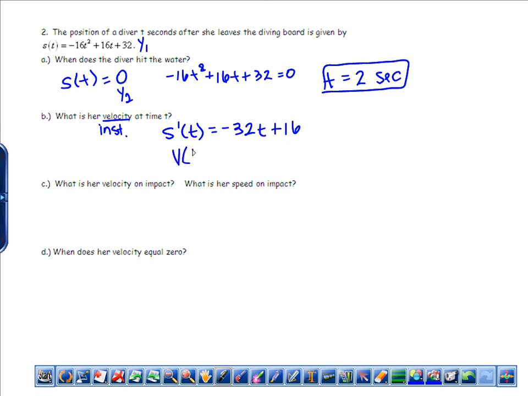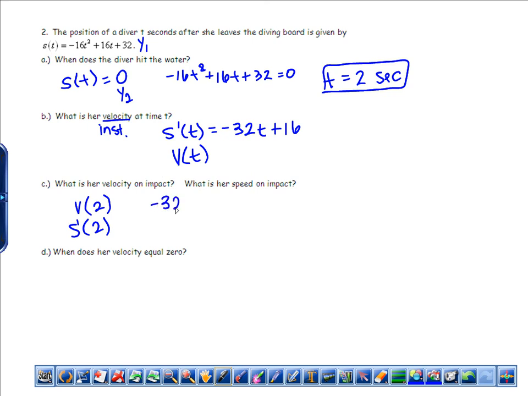This is the velocity function. The derivative of the position is the velocity. We saw that. So now it says, well, what is her velocity on impact? Well, we saw up here that it took 2 seconds. So really what we're finding is the velocity of 2, or you could call it s prime of 2.